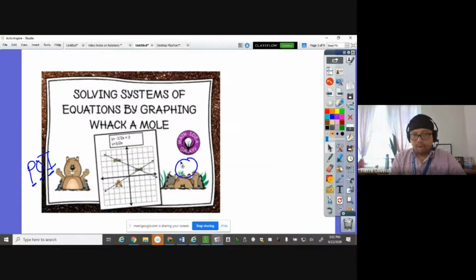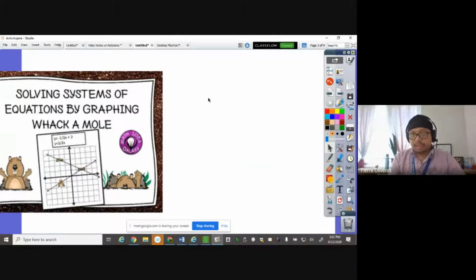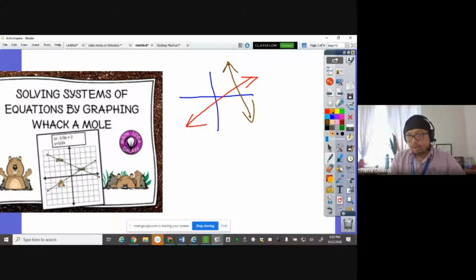Before I go there, let me explain some ideas here. Again, if we have two lines that intersect, the point of intersection is your solution. They only intersect at one point, so there's only one solution.